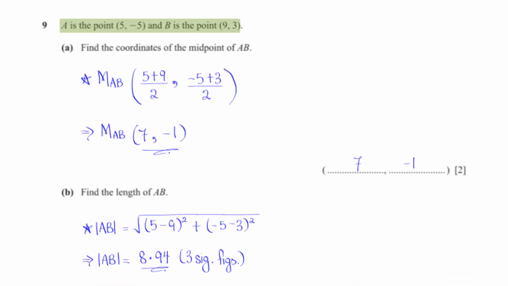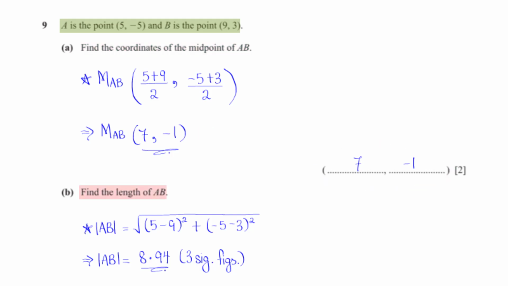A is the point (5, -5), and B is the point (9, 3). Find the coordinates of the midpoint of AB. So by applying the midpoint formula, the x-coordinate of the midpoint is 5 plus 9 divided by 2, and the y-coordinate of the midpoint is -5 plus 3 divided by 2. So 5 plus 9 divided by 2 gives us 7, and -5 plus 3 divided by 2 gives us -1. And so the coordinates of the midpoint of AB are (7, -1).